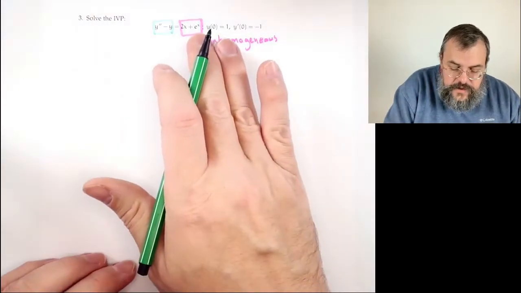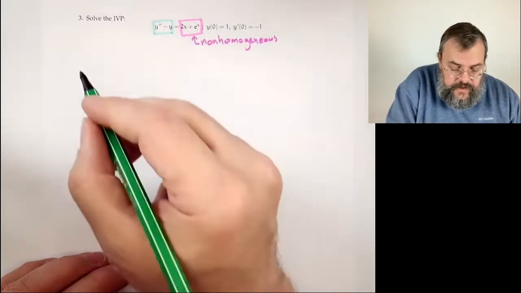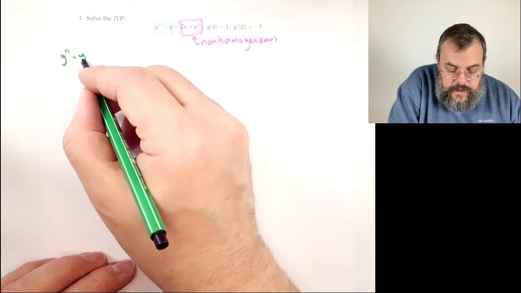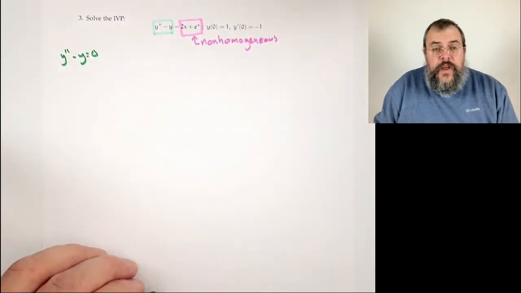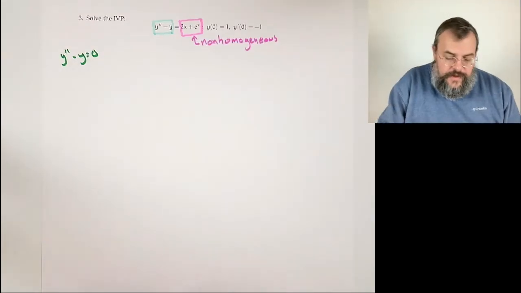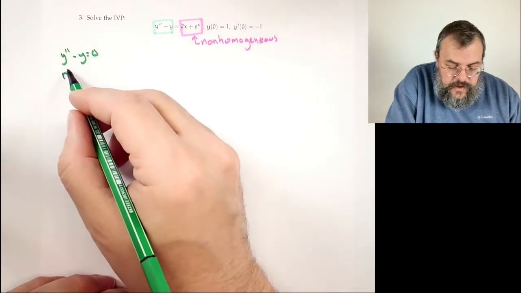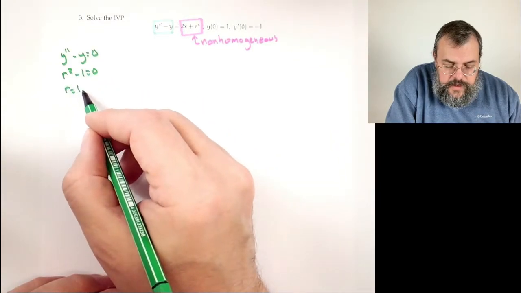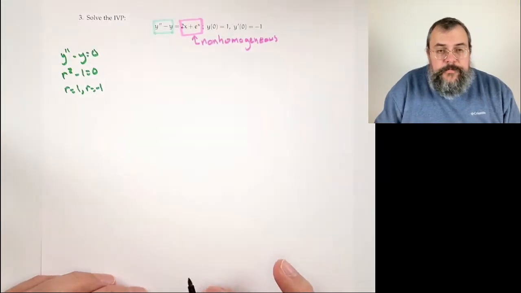In other words, ignore the 2x + e^x. So we're going to say, all right, y'' - y = 0. So we solve, and the way we solve is we turn this into a polynomial. This turns into the polynomial r^2 - 1 = 0. So it has the roots 1 and -1.